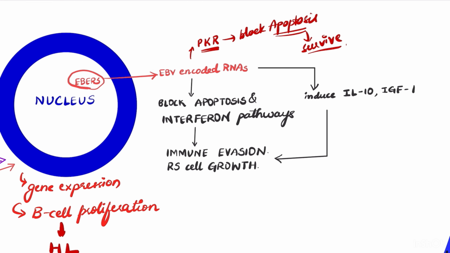And also, it will block the interferon pathway. The interferon pathway is required for macrophage recruitment and activation. Macrophage will cause microbial killing. It will cause phagocytosis and microbial killing. So when there are no macrophages, there will be no phagocytosis, no killing. This is how the virus will survive. This will also cause survival of the infected B cells when there are no macrophages. This is how it will cause immune evasion. Evasion means escape. It will escape the immune system and the RS cell will grow.